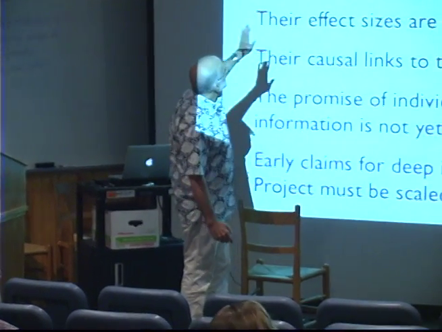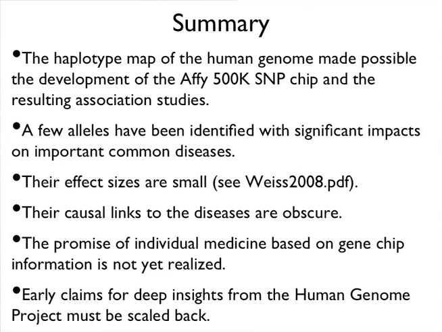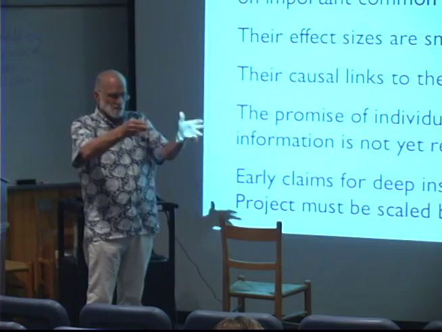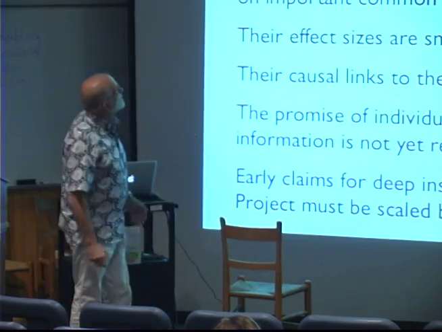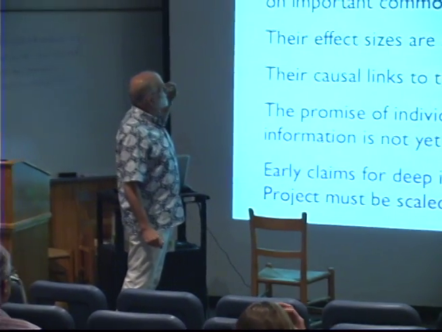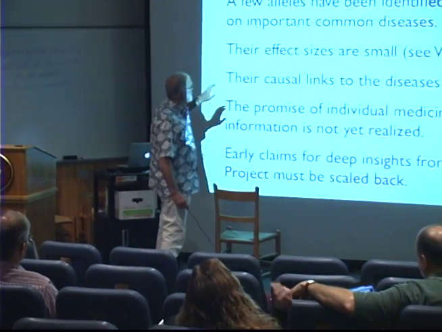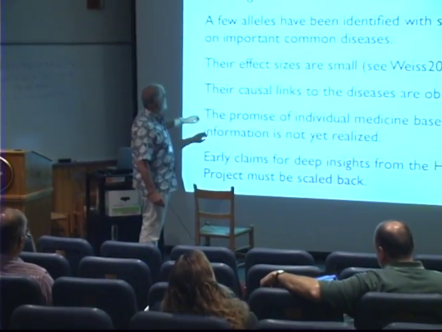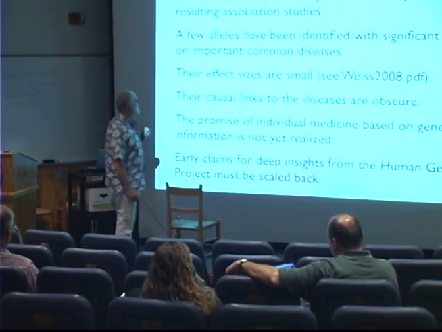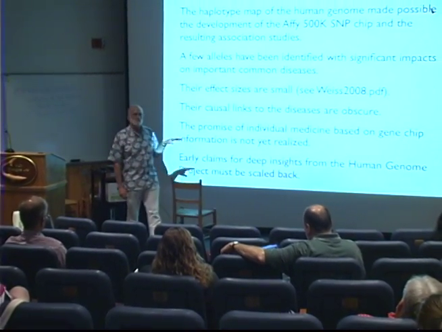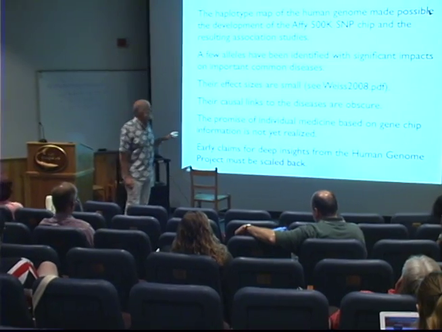So to summarize that, the haplotype map, that means the map of sections of the genome that are marked by these SNPs and that are moving together under recombination. That's a chunk of genome that we can call a haplotype. That was made possible by this, but we've really not identified very many alleles that have significant impacts on common diseases. Effect sizes are small, causal links to the diseases are obscure, and I think we have to say at this point, the promise of individual medicine based on gene chips has not yet been realized.